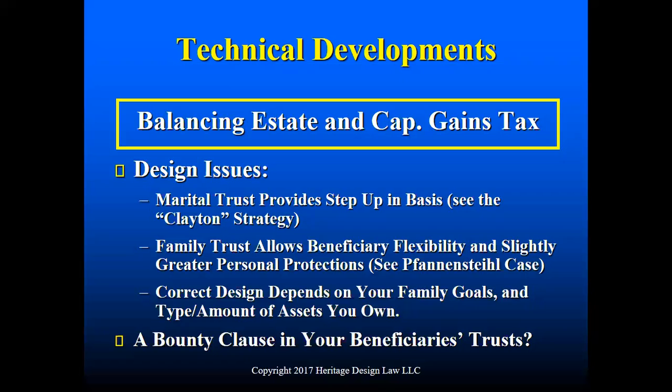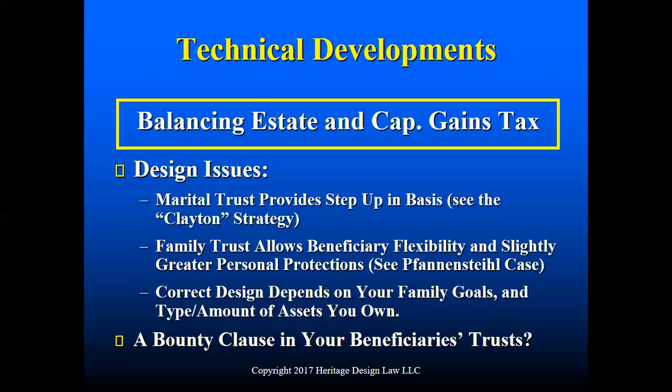So the family trust provides greater personal protections even without the Pfannenstiel case, because there are so many different beneficiaries, or could be more than one beneficiary. And the correct design, what you want to choose between the Clayton election or the bounty clause, is going to depend on your family's goals and the type and amount of assets that you own. So those are really counseling issues, and we're suggesting that people should have a counseling session in order to decide which direction to go in their planning. If you do not elect to have a counseling session, we're just going to leave things the way they are when you do your updates.